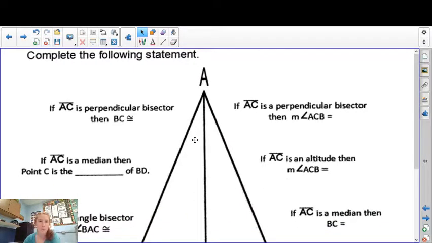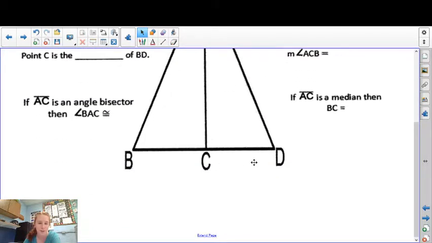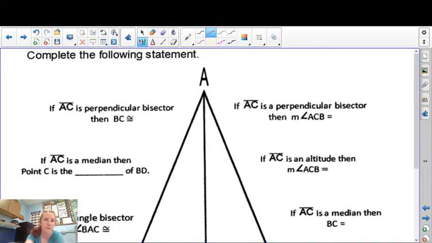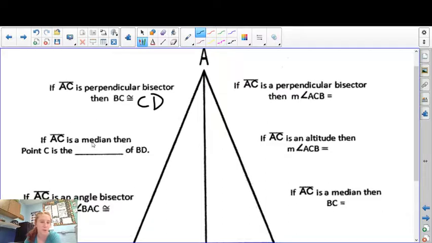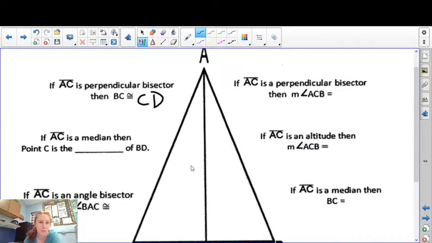All right, complete the following statement. If AC is perpendicular bisector, then BC is equal to, remember that word bisect, cut in half, so CD. I don't know why this one looks so strange. Going counterclockwise because math is weird. If AC is the median, then the point C is the blank of BD. If it's median, it's the midpoint.